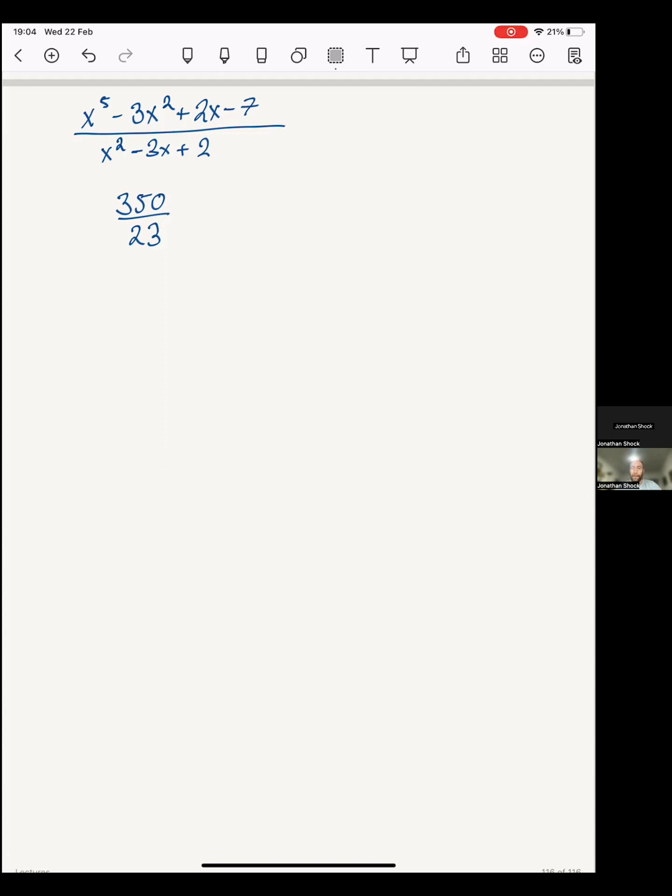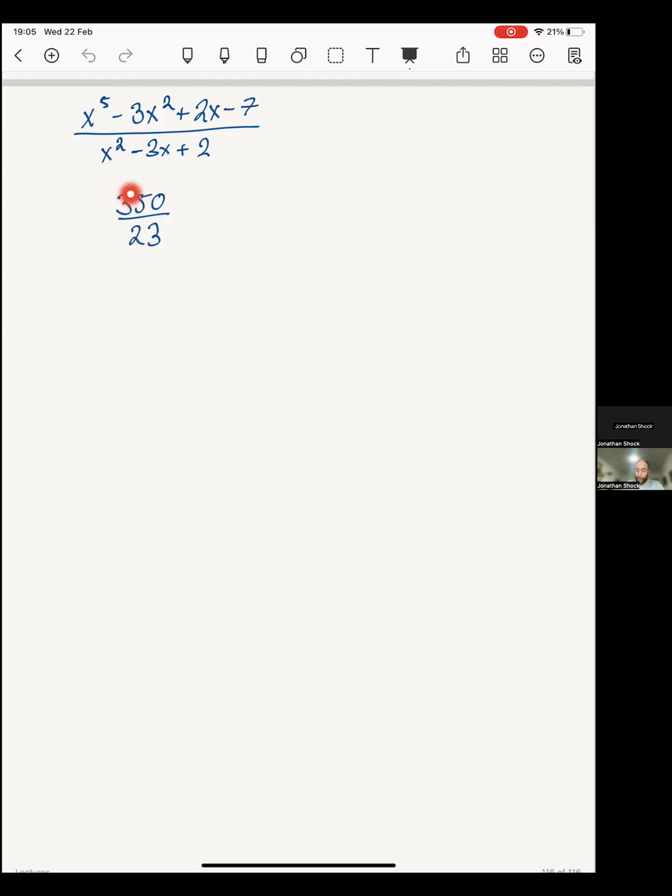So what are we talking about here? Well, we're talking about a rational function of this form, which is not in what we call proper rational form. Remember, proper rational form is a rational function, i.e. one polynomial divided by another, where the order of the polynomial on the top is strictly less than the order of the polynomial on the bottom. That's not the case here. The order of the polynomial on the top is fifth order, and the order of the polynomial on the bottom is second order.